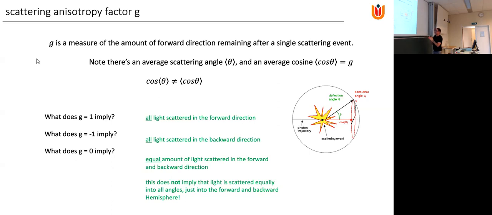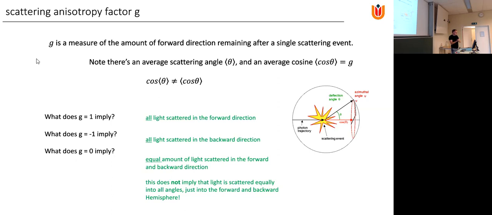So what can we have with this one? If G is 1, the average cosine of the scattering angle is 1. That means that all the light is scattered in the forward direction. It's just like no scattering took place at all. The light just retains the incident direction. Likewise, G is -1 implies that all the light is scattered exactly back in the direction where it came from. So like a pure reflector.